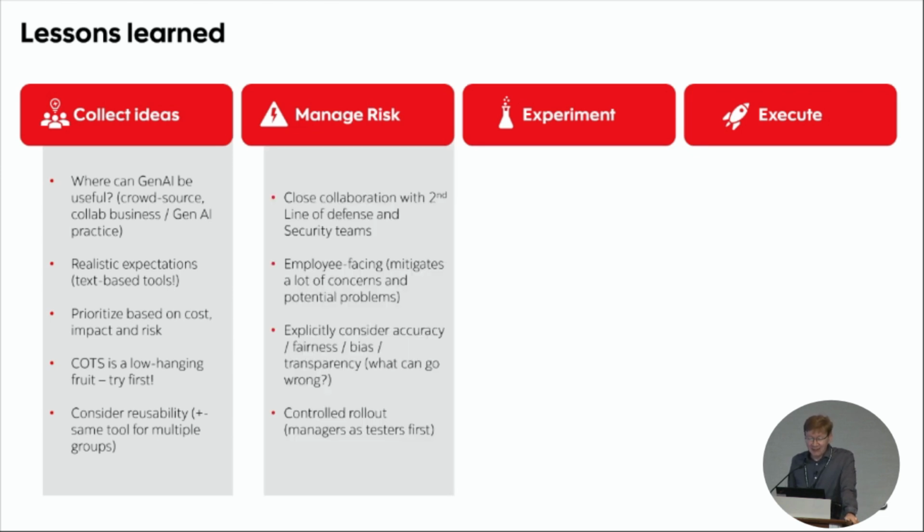Second, around managing risk, have a close collaboration with your second line of defense, with your AI risk team. Employee-facing mitigates a lot of potential problems. One of the biggest ones is employees are not going to adversarially try to attack your LLMs. And if they do, there will be consequences. Explicitly consider the questions around accuracy, fairness, bias, transparency. Again, when you do employee-facing, a lot of those risks are mitigated.